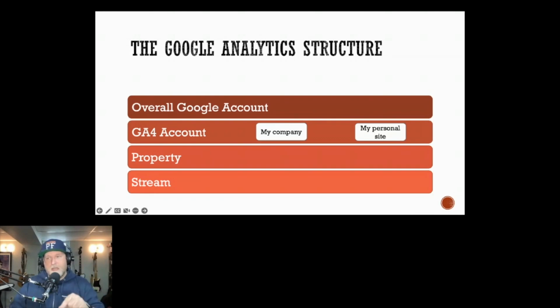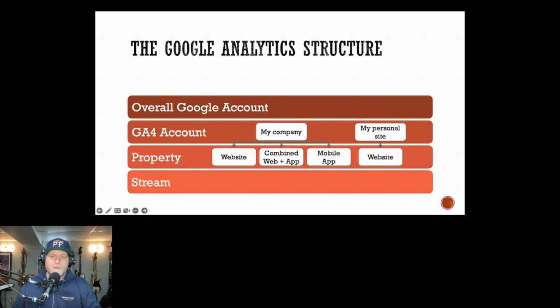Now, in each of those accounts, I can create a property. My personal website is just a website, so I've just created a single property, that website property. But the company that I work for has a website, and we've got a mobile application. I also want data that combines my website and my mobile application together so that I can see how those are working together. I can do that by creating a whole new property just for the combined web and mobile app data, separate from the website data and the mobile data, which can be really great because now I'm not worried about data cross contaminating. Everybody is in their nice little pocket, and I don't need to worry about that.